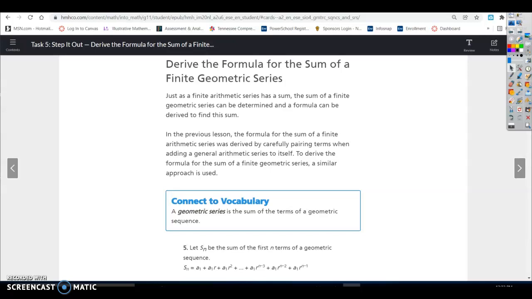In the previous lesson, the formula of the sum of a finite arithmetic series was derived by carefully pairing terms when adding a general arithmetic series to itself. To derive the formula for the sum of a finite geometric series, a similar approach is used.